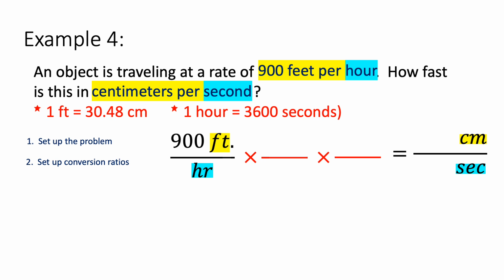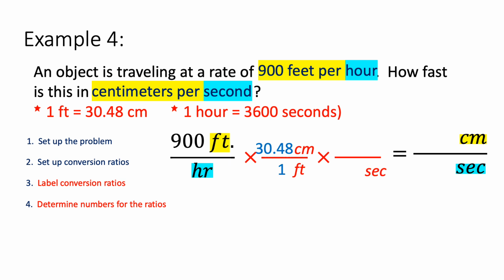So let's look at the top. For feet to become centimeters, we're going to label centimeters on the top and feet on the bottom so that we can cancel out feet. The denominator, hours, is going to be changing from hours to seconds, so we put seconds on the bottom and hours on the top. Next, we use the numbers that they gave us in the problem. As you see, 1 foot is 30.48 centimeters, and 1 hour is 3,600 seconds.